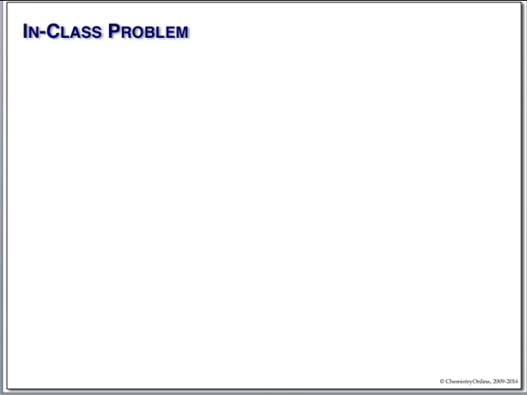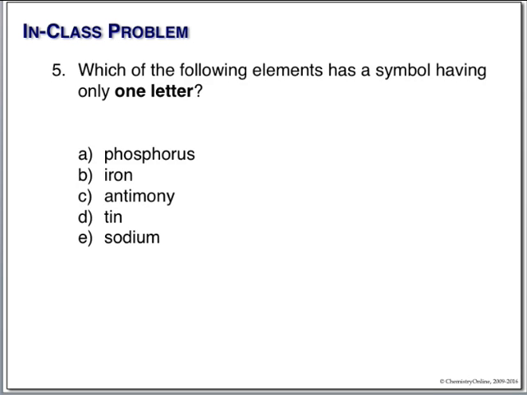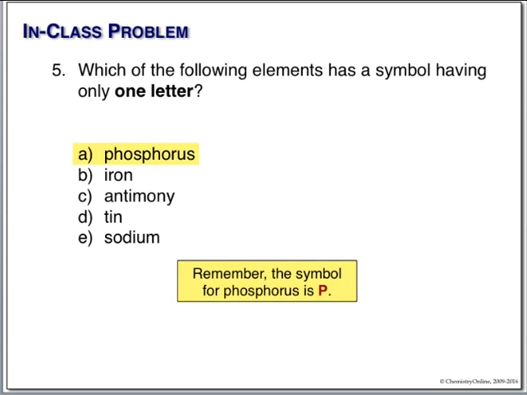And our last very simple one here, which of these only has 1 letter? We said the answer on the slide before the last one. Iron is Fe, antimony is Sb. No, it's Sm. Yeah. Tin is Sb, sodium is Na, phosphorus is P. Any questions?